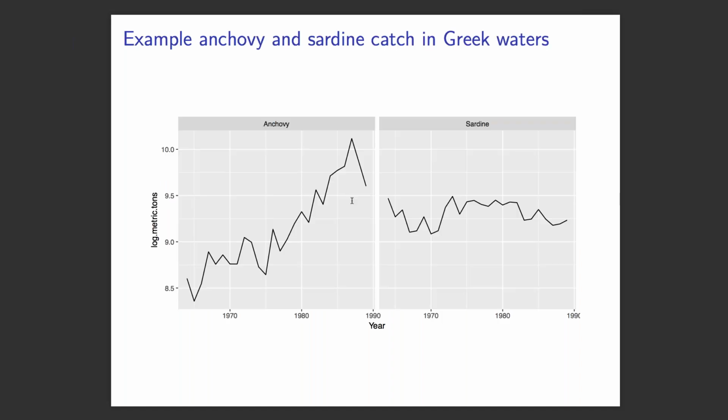Let's see an example with the data you're going to work with. These are catch data from Greece. We have anchovy here, sardine here. We can see clearly the anchovy data are not stationary. They have a very strong trend. Is it linear? Maybe. Could be. It's a little curved, but that's a pretty short data set, so I doubt that we could statistically say whether that's linear or curved. The sardine, yeah, that probably looks reasonably stationary.